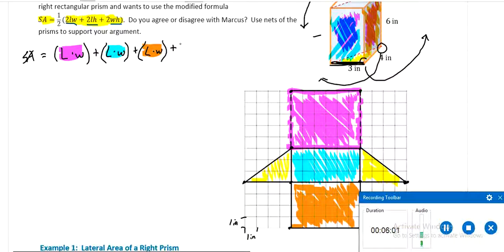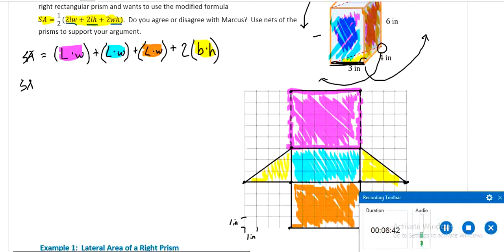Plus, let's keep going. We have two triangles, but here's what I notice. I know the two triangles both have bases of 4, 1, 2, 3, 4. And they both have heights of 3. So 1, 2, 3. So I'm going to put 2 multiplied by the base times the height. And again, that is going to represent the area of one of our triangles. This 2 times base times height represents the area of both of these triangles. All right, now let's keep going.